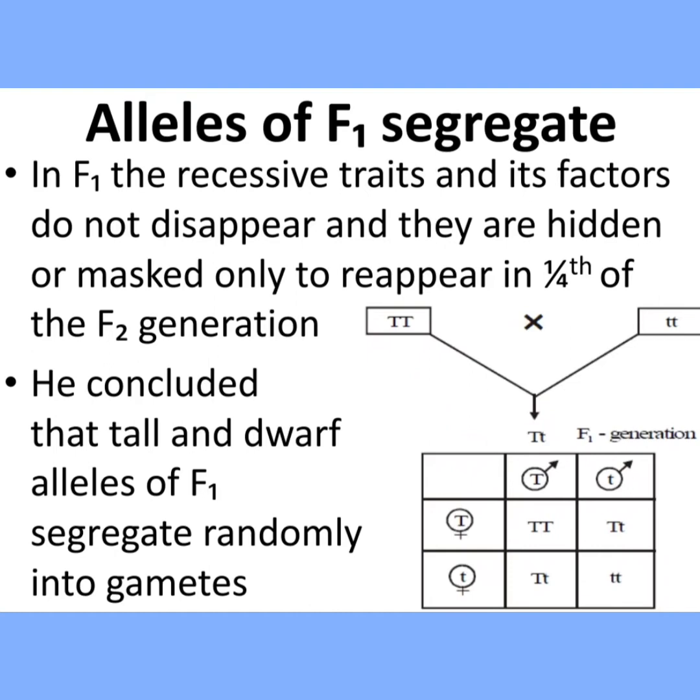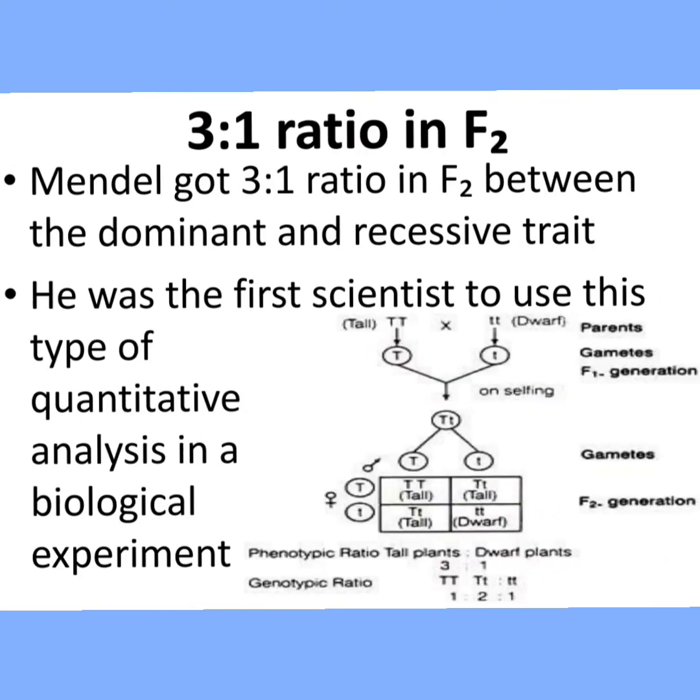In the F1 generation, heterozygous plants are formed which are dominant, represented by the genotype capital T and small t. And the gametes that are formed are of two types, capital T and small t. In the F2 generation, when fertilization occurs, you get 3 dominant plants and 1 recessive plant. Of the dominant plants, 1 is homozygous, 2 are heterozygous. So Mendel got a 3:1 ratio in F2 between the dominant and the recessive trait.